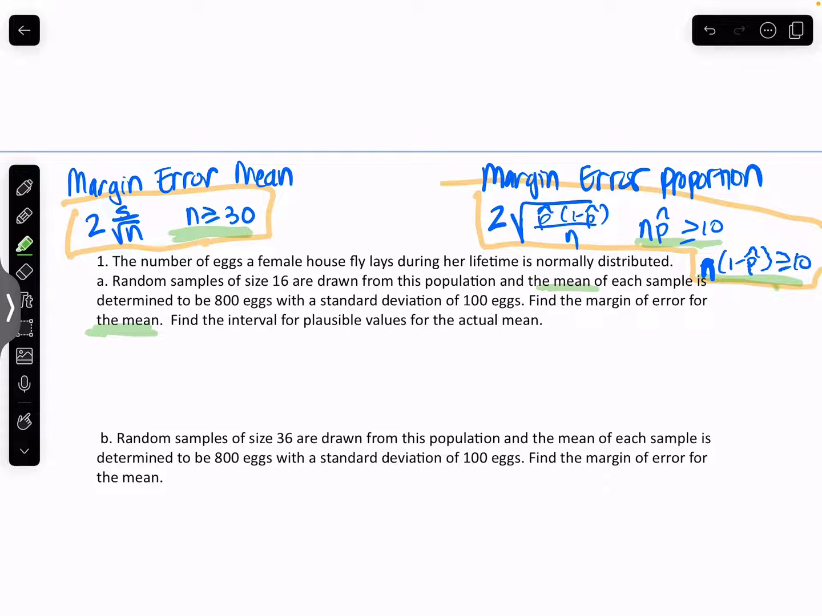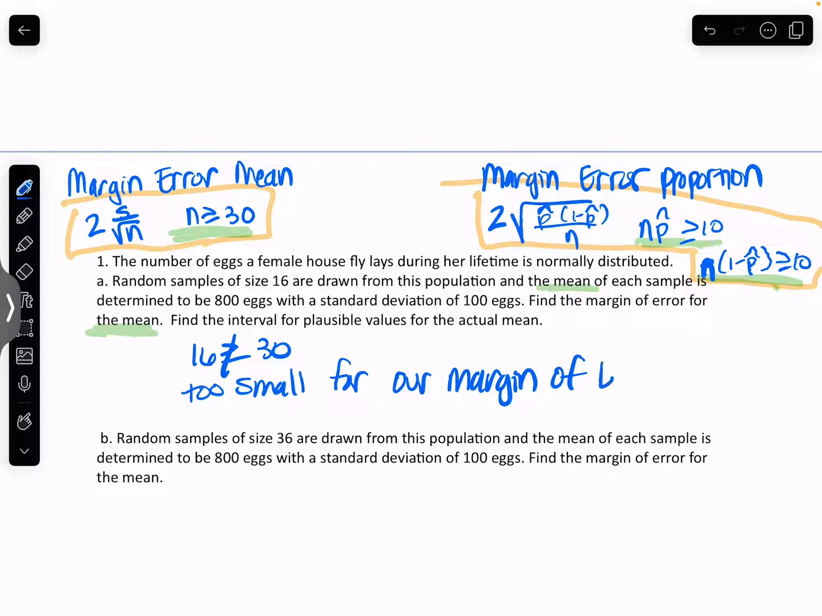So we're doing 2 times S over the square root of N. But we need to make sure that our N is greater than or equal to 30. But 16 is not greater than or equal to 30, so we can't use our margin of error. It's too small for our margin of error, so it's not applicable for this problem.